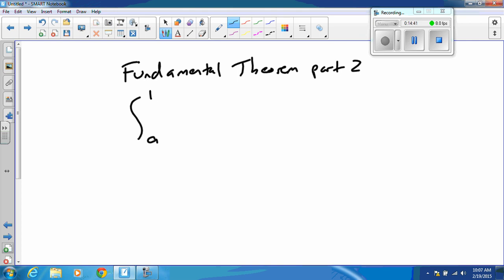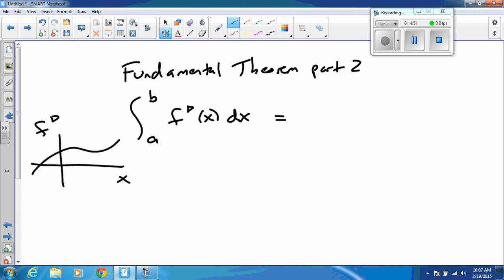I claim that if you integrate f prime from a to b, let's get a picture for this. What we're talking about is taking a graph of f prime and adding up heights times dx from a to b. That the area under that curve is exactly equal to f of b minus f of a. In other words, an area can be evaluated using an antiderivative.